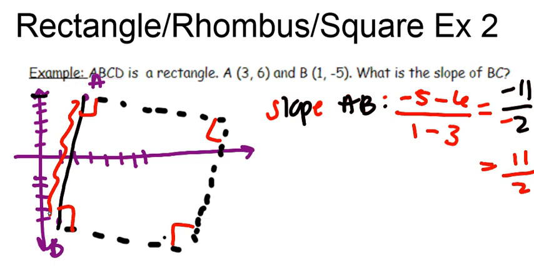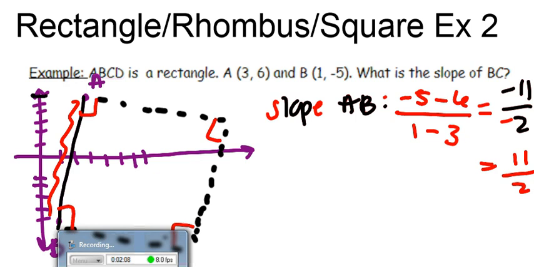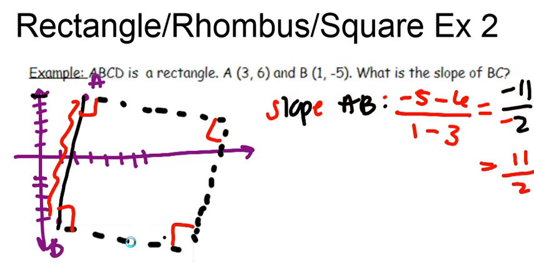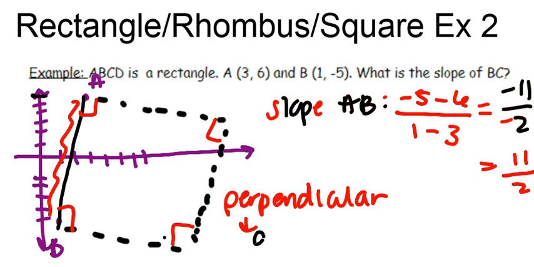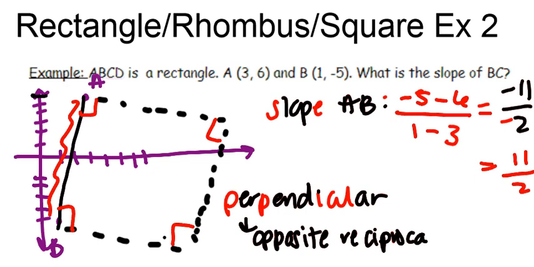Now, since we said right angles happen when lines are perpendicular, back in the unit before this, we talked about perpendicular things and their slopes. And we said things that were perpendicular had slopes that are opposite reciprocals. And hopefully you hear that and go, oh yeah.